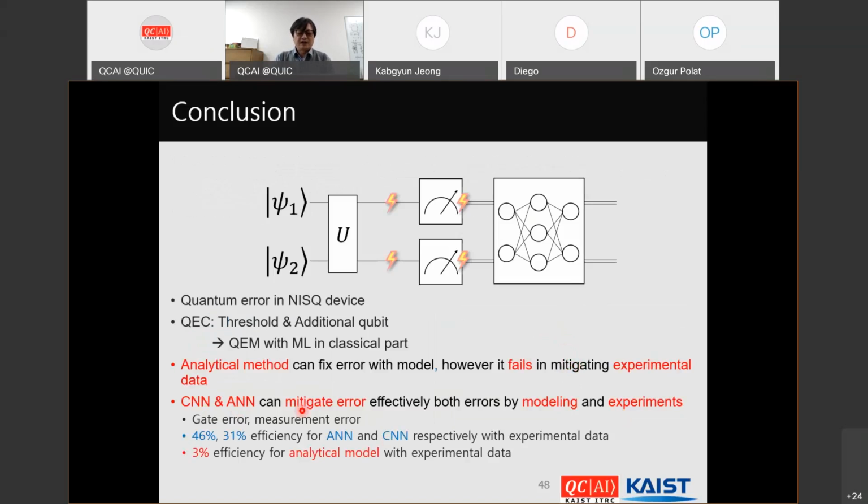However, CNN and ANN mitigate errors more efficiently, in both the modeling and the experiments. One interesting aspect is we train the system with model-based samples, and then we can do it for a specific QPU machine, and we could mitigate the error in the experimental data of that specific machine. So this is a result that we didn't expect from the beginning.